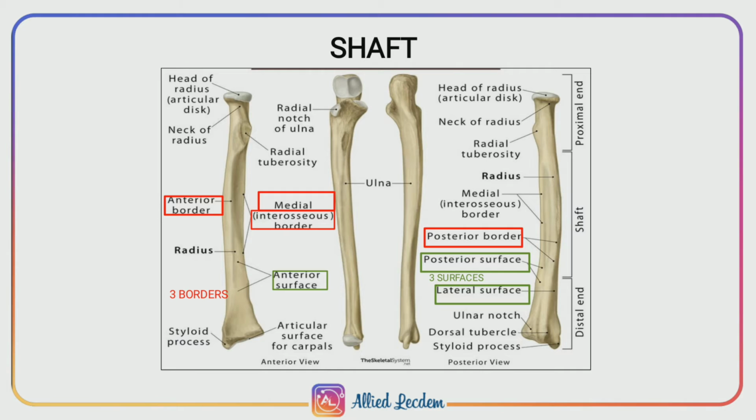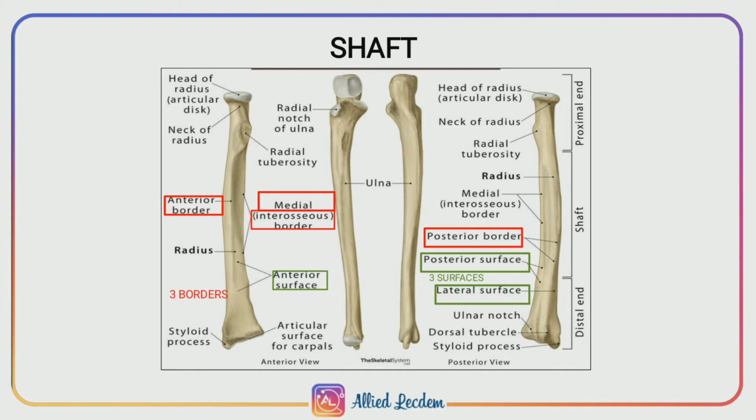Next is the shaft. On the shaft of the radius we have three borders and three surfaces. It has a triangular structure. The three borders are the anterior border, posterior border, and medial or interosseous border. The anterior border extends from the anterior margin of the radial tuberosity down close to the styloid process. It is oblique in the upper half of the shaft and vertical in the lower half. The lowest part is a sharp, crest-like structure. The oblique part is called the anterior oblique line.